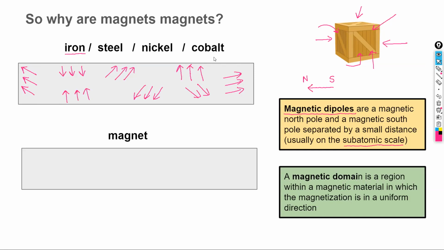Let me clarify this. Being attracted to a magnet is not the same thing as being a magnet. So steel, iron, nickel, and cobalt, all the dipoles are facing in different directions. So nothing useful happens. So it is not a magnet. However, when you take a magnet, you investigate it, you will notice something.